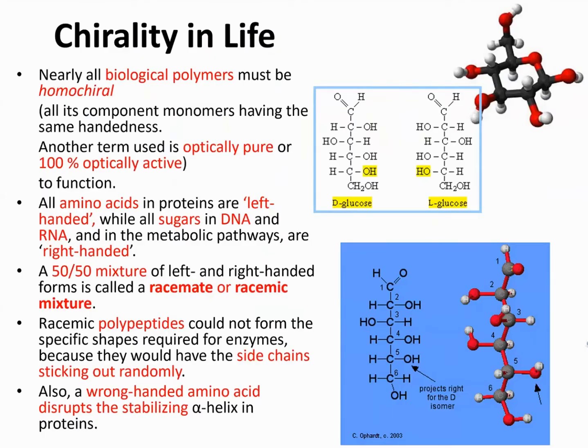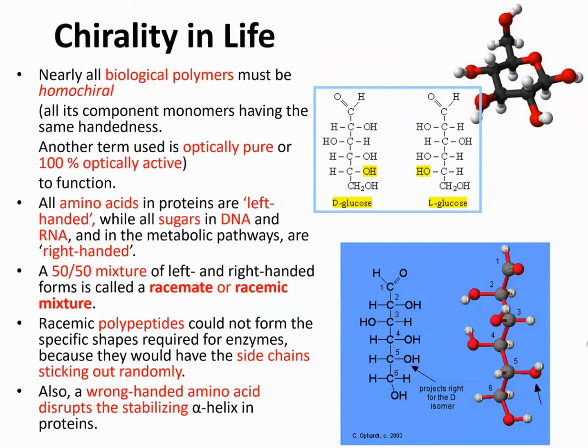Okay, just now I mentioned chiral. Chiral means the crystal without any mirror plane and inversion point symmetry. We call it chiral. And why is chiral important in our life? Okay, so I prepared this slide. Nearly all biological polymers must be homochiral. Okay, homochiral means that all its component monomers have the same handedness.